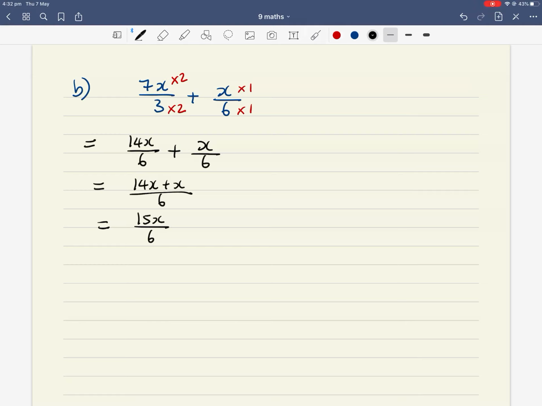So can you simplify this answer 15x over 6? Are there any common factors between top and bottom? Well, both 15 and 6 are divisible by 3. So if I divide top by 3 and divide bottom by 3, I get 5x over 2. So your final answer is 5x over 2, not 15x over 6.